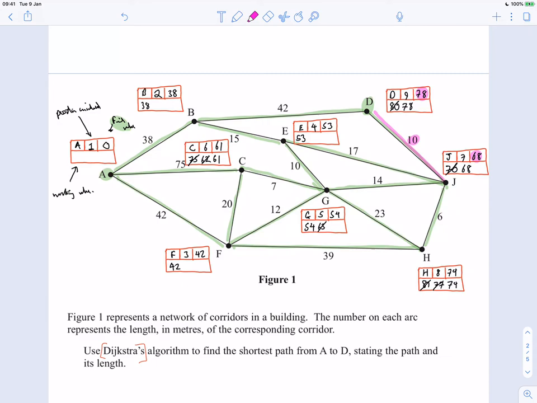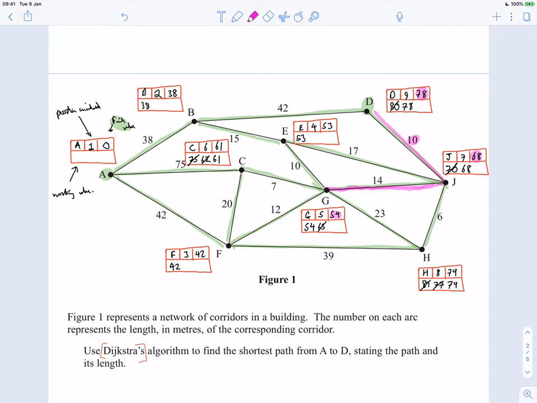Now, 68 minus 6 is 62, which is not 74, so it can't have been that way. 68 minus 17 is 51, not 53, so it couldn't have been up there. Is 68 minus 14 54? Yes, it is, so he must have gone back to G.